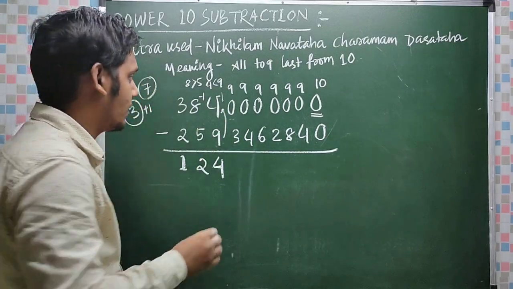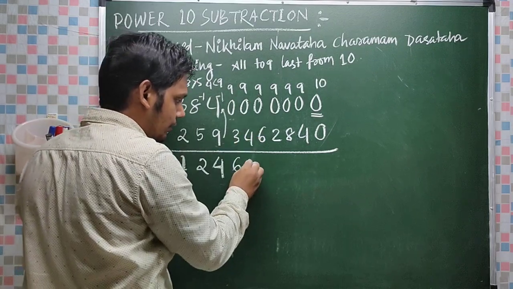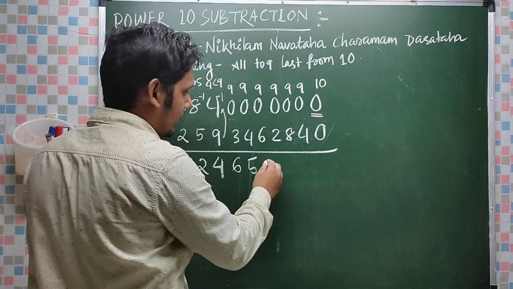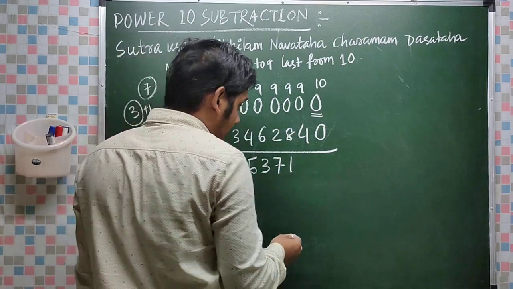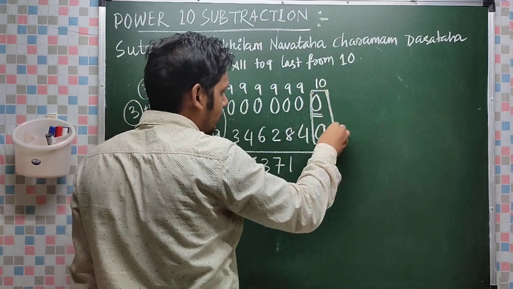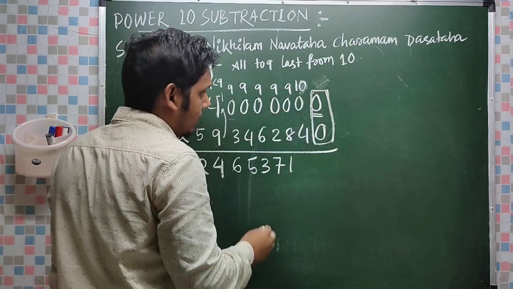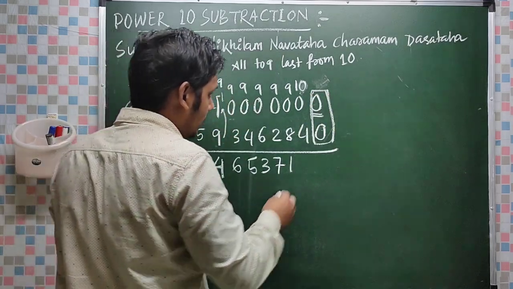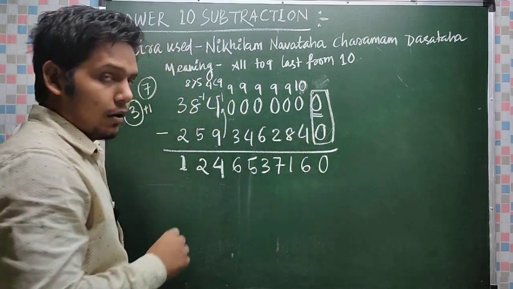Now simple subtraction. 9 minus 3 is 6. 9 minus 4 is 5. 9 minus 6 is 3. 9 minus 2 is 7. 9 minus 8 is 1. But remember one thing, here 0 minus 0 is possible. So we have to make the previous 0 into 10. Because we don't need to take 10 here, as 0 minus 0 is possible. So 10 minus 4 is 6, and 0 minus 0 is 0.